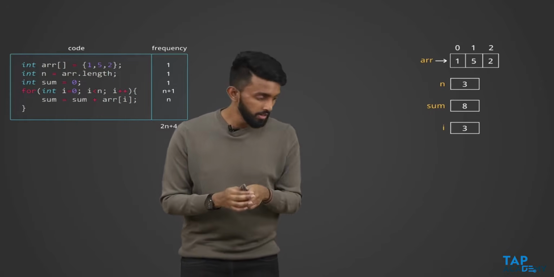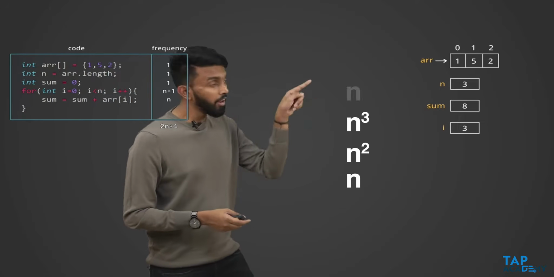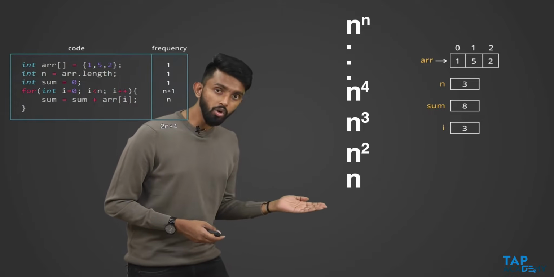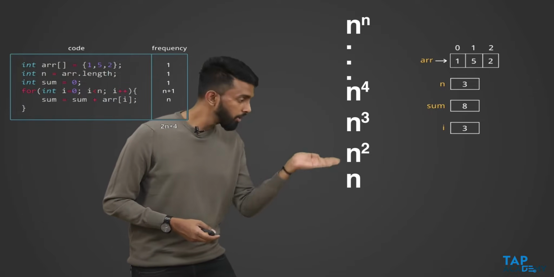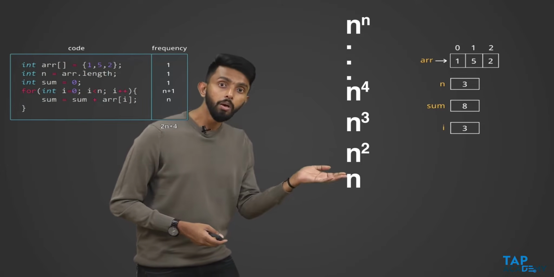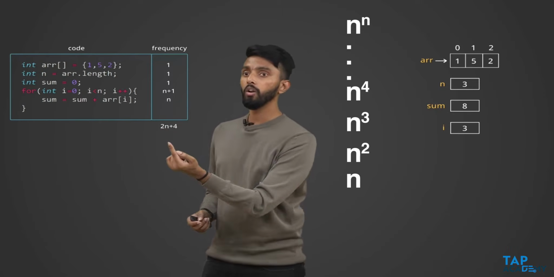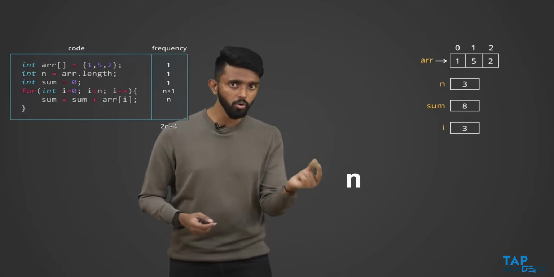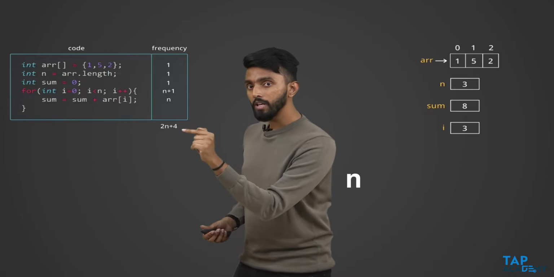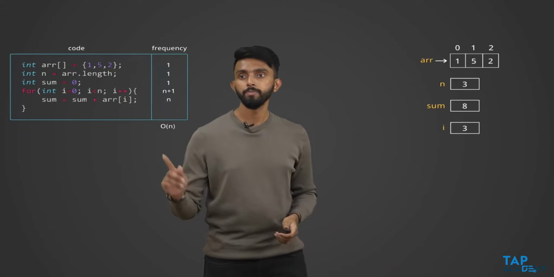Order means what? See, I have n. I can have n square. I can have n cube. I can have n to the power 4. I can have n to the power n. Which means highest order means square is higher than n, cube is higher than square, n to the power 4 is higher than cube. But tell me, amongst all these orders, which is the highest order I have here? n. That's the only term I have. So that is what I will have, which means I can represent this as big O of n like this.